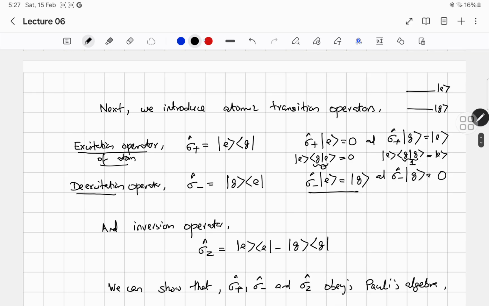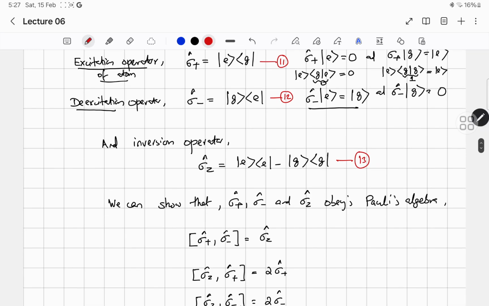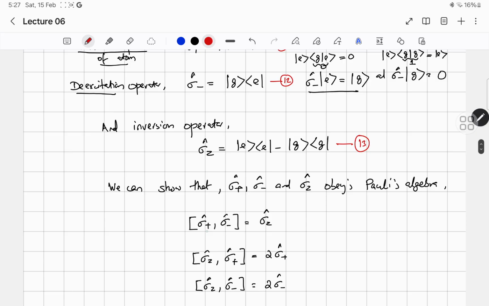So these can be equation numbers 11, 12, and 13. And we can show that equations 11, 12, 13 obey the Pauli algebra. That means if you find the commutator between sigma plus and sigma minus, you will get sigma z, the commutator of sigma z and sigma plus will be 2 sigma plus, and the commutator of sigma z and sigma minus will be minus 2 sigma minus. I can show one of them, after that you can do it for the remaining ones.